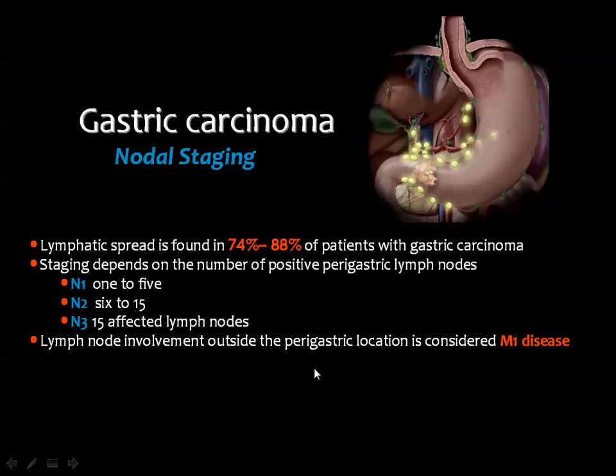For nodal staging, according to the literature, lymphatic spread is found in up to 88% of patients with gastric cancer, and the staging depends on the number of the affected regional lymph nodes. N1, 1 to 5 nodes; N2, 6 to 15; and N3, more than 15 lymph nodes are affected. And if nodes are detected outside the perigastric area, consider this M1 disease.